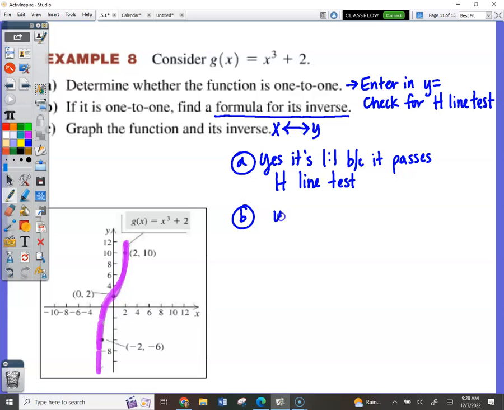All right, so we got y equals x cubed plus 2. Swapping would look like this, right? Yeah? All right, I'm going to subtract the 2 over.